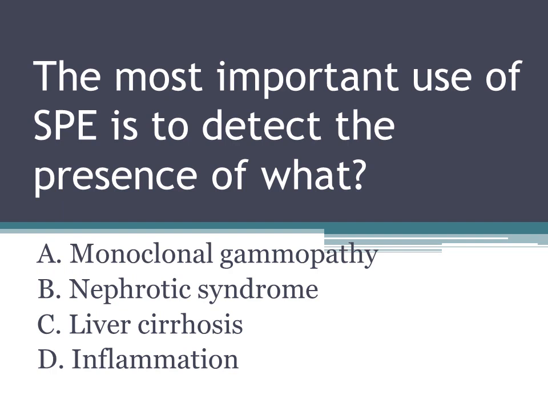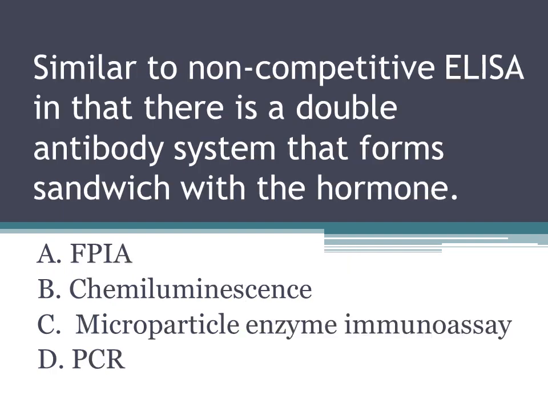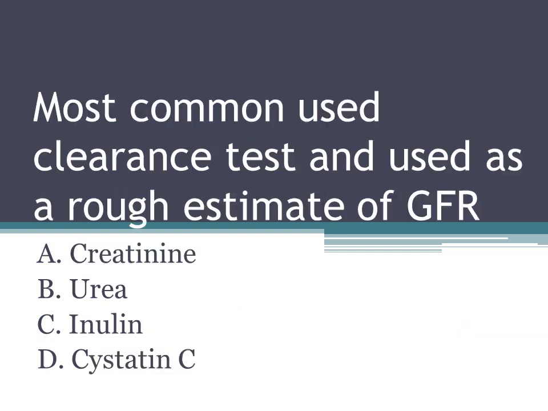Letter A. Next, similar to non-competitive ELISA in that there is a double antibody system that forms a sandwich with the hormone? A. FPA, B. Chemiluminescence, C. Microparticle enzyme immunoassay, D. PCR. So the answer for this is letter C, microparticle enzyme immunoassay.